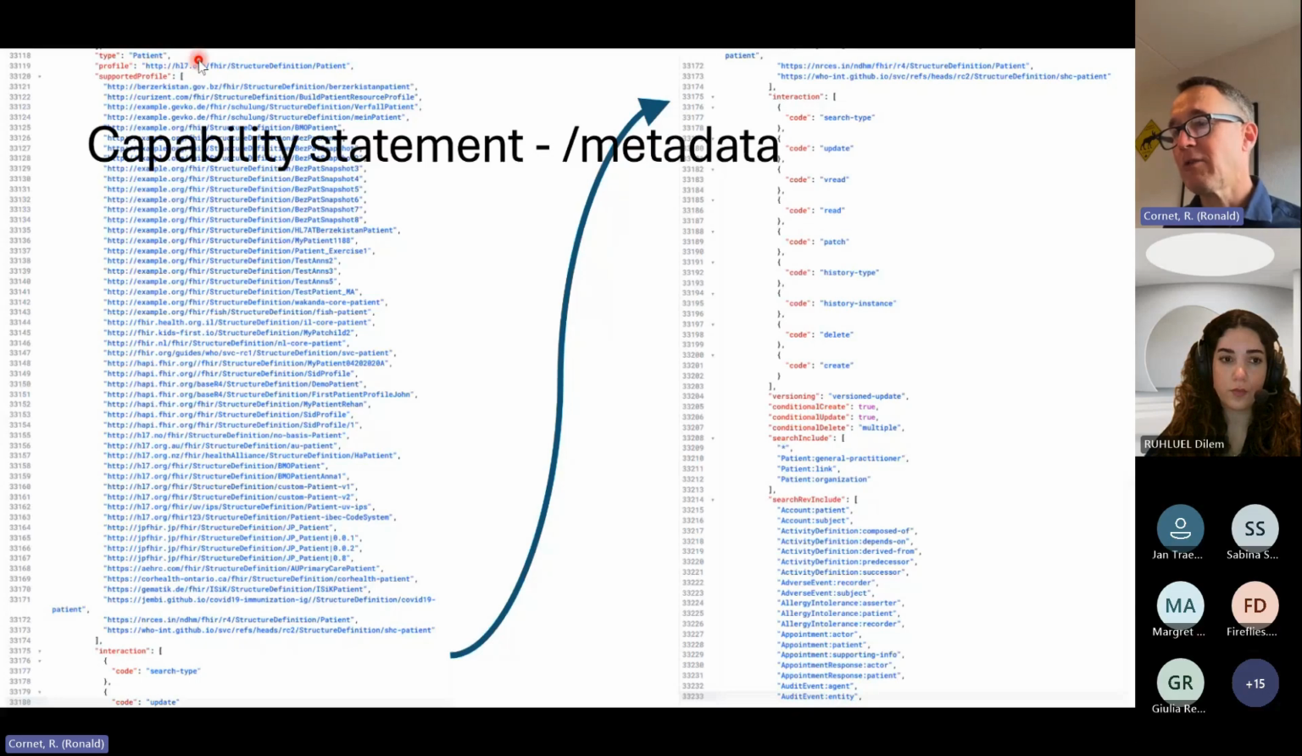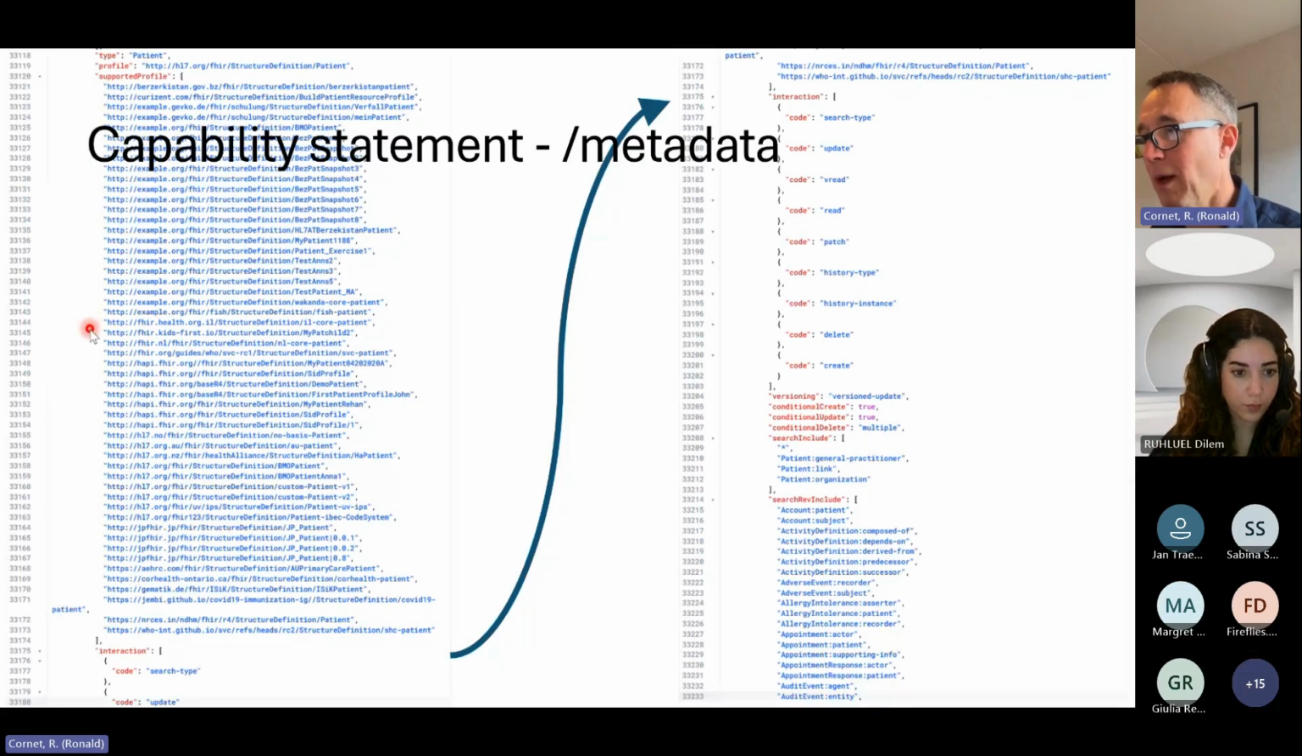But for this patient resource, I support a whole set of profiles. And this comes from this demo server, the HAPI FHIR server. So we see a whole bunch of things, like my patient profile. This is all people playing around with this server. But we see it supports a large number of profiles.